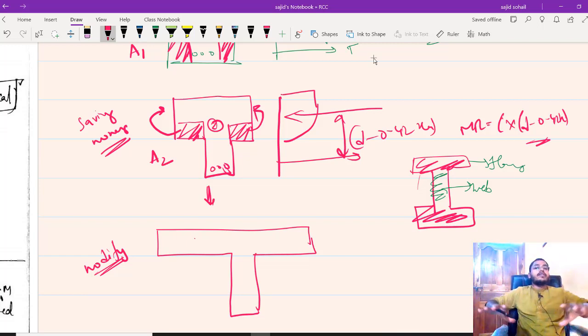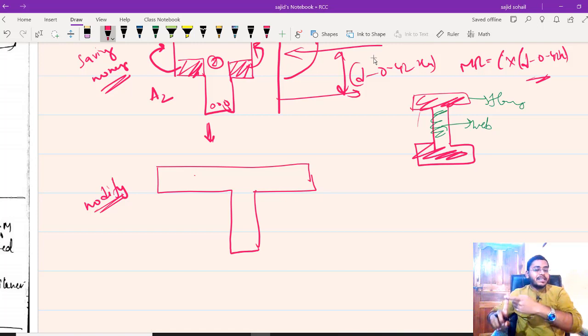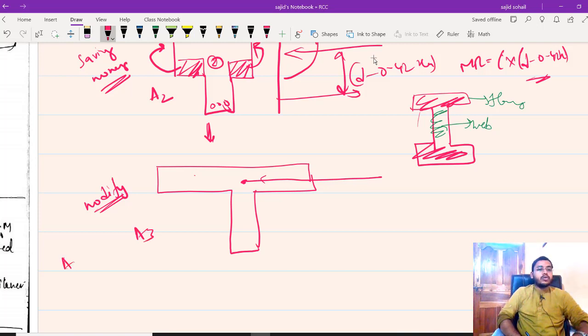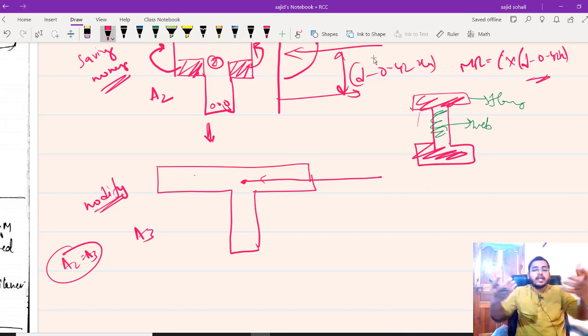Whenever I'm modifying this structure, obviously my stress diagram is going to modify. Agreed or not? My centroid is moving upwards. For the same area, let us take a2 equals a3. I have not removed any area, I have just modified it further. नीचे से निकाल के ऊपर पेस्ट कर दिया. So my compressive force centroid is shifting upwards and my tensile force is somewhere here.